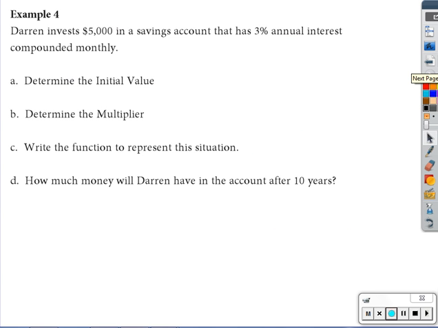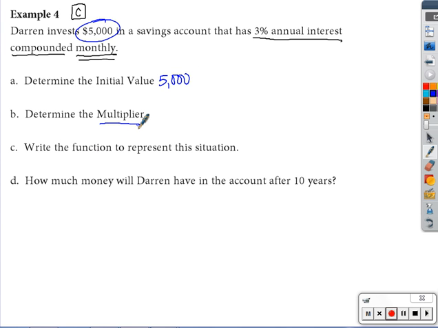Last example, this would be the challenge. This would be the challenge example. This would be the bonus. Darren invests $5,000 in a savings account that has 3% annual interest, compounded monthly. That was in your definitions. You need to know what that means. Great team test question. $5,000 initial value.